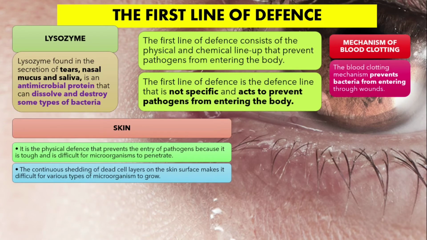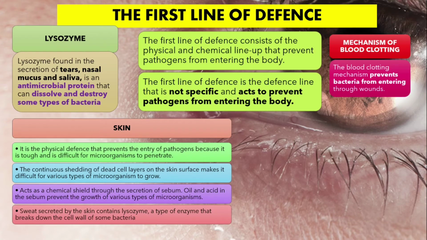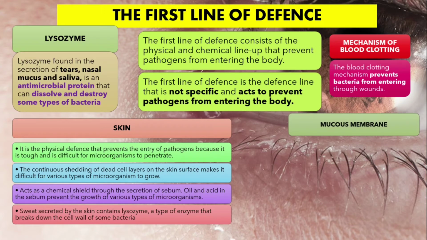The dead cell layer will keep on shedding to make sure that the virus or the pathogen finds it difficult to grow on it. The skin also acts as a chemical shield through the secretion of sebum. Oil and acid in the sebum will prevent the growth of various types of microorganisms. Sweat secreted by our skin contains lysozyme, a type of enzyme that breaks down the cell wall of some bacteria.